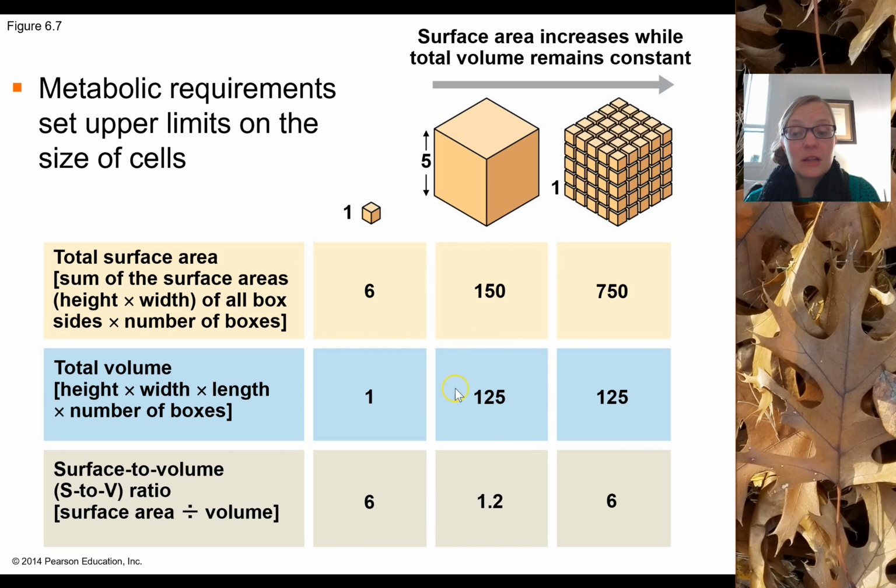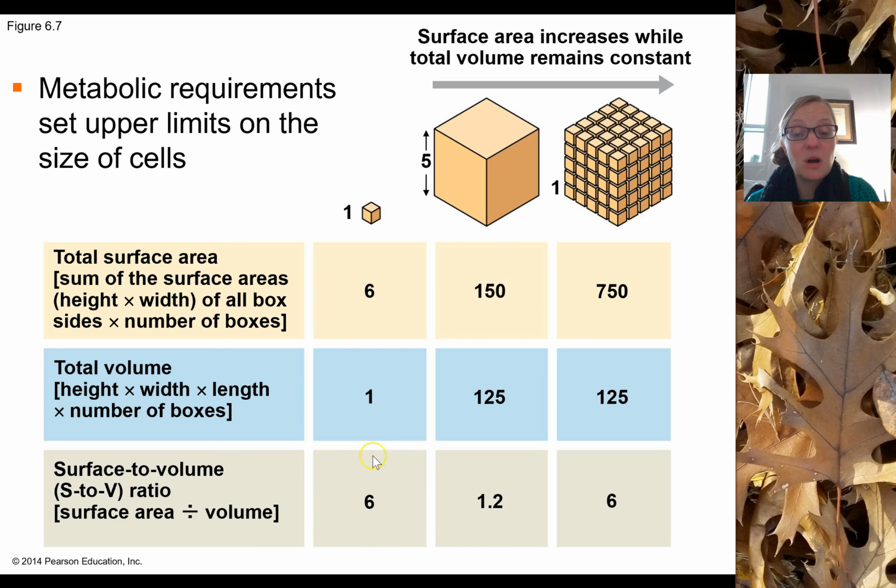And then if you calculate the volume, the volume also increased. It's a larger cell, you have 125. But if you compare how much surface area, how much plasma membrane this bigger cell has in comparison to the volume of cell that it needs to feed on the inside, that surface area to volume ratio fell drastically. It's only 1.2 now, as opposed to the 6 for the smaller cell.